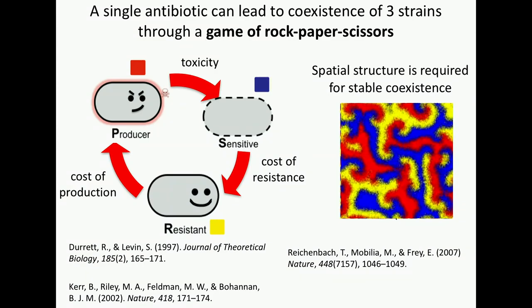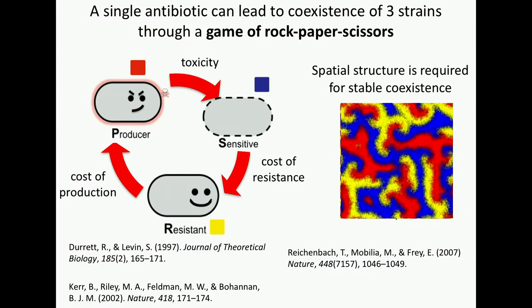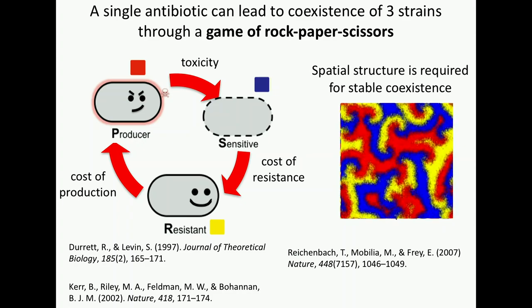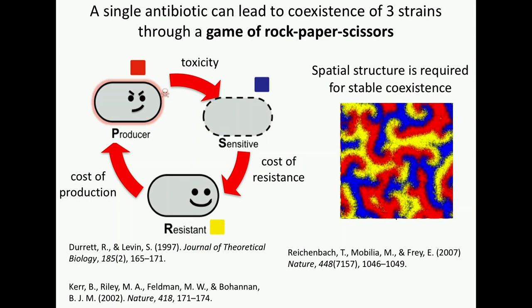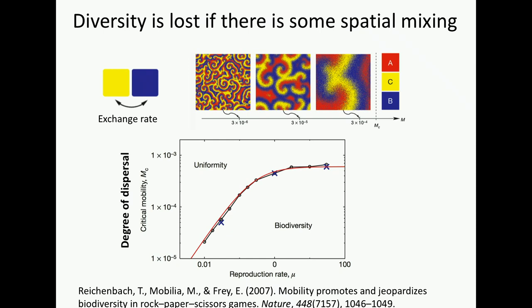So this leads to diversity, but it only works in a spatial setting. You have these different single-species patches that start chasing around, like the scissors chase the papers and the papers chase the rocks, and you have these beautiful spiral waves. But as Simon and other people later realized, this only works if spatial structure is very carefully preserved. As soon as you start introducing microbial diffusion or microbial dispersal, diversity collapses.